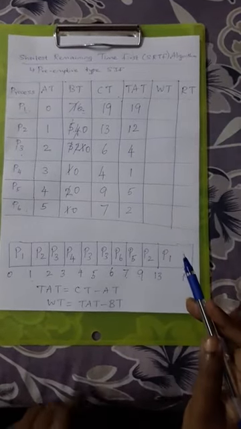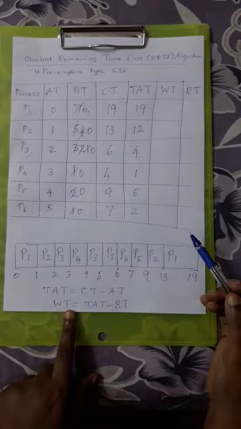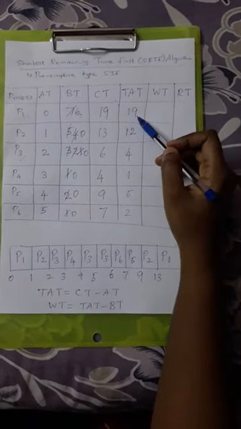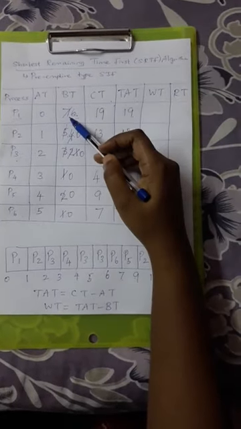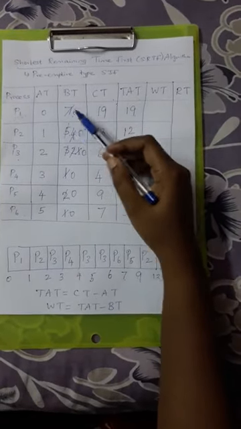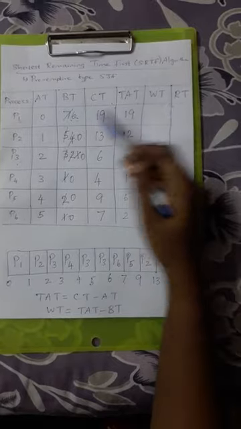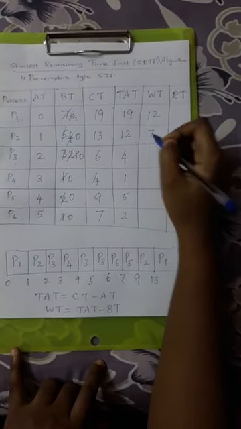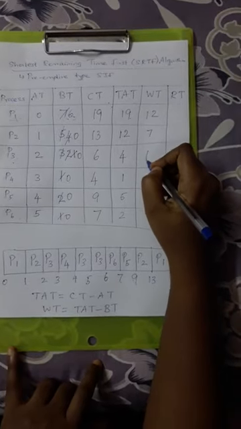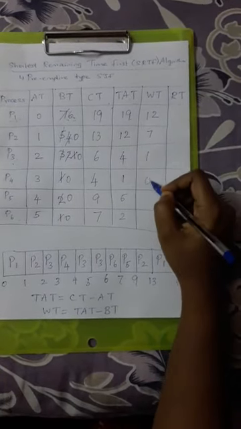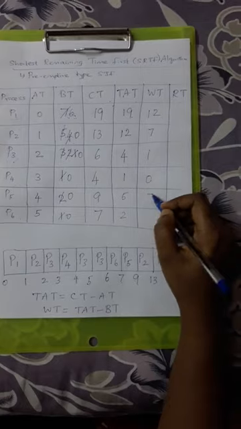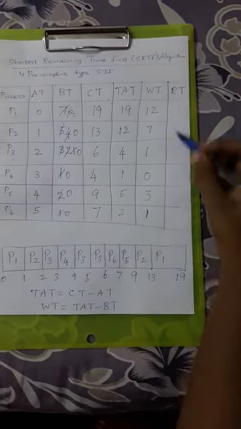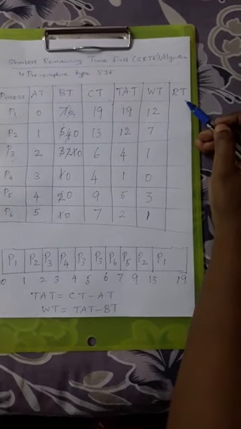Waiting time can be calculated using this formula: turnaround time minus burst time. So, turnaround time is 19. Burst time, we have to see from the table before the values were struck. 19 minus 7, 12. 12 minus 5, 7. 4 minus 3, 1. 1 minus 1, 0. 5 minus 2, 3. 2 minus 1, 1. Then last we have to calculate response time.